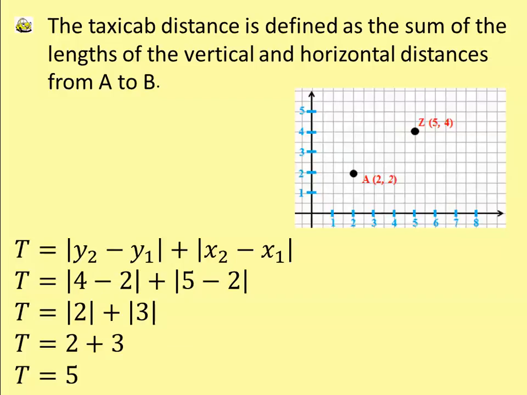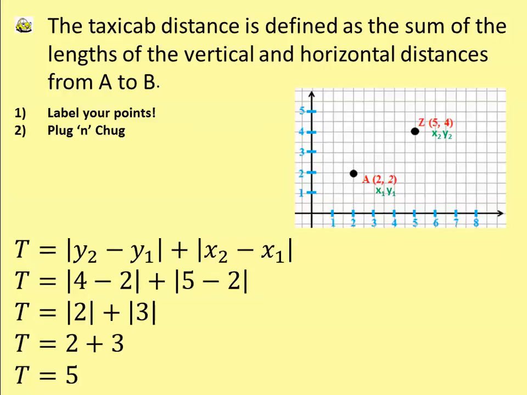So the taxicab distance is defined as the sum of lengths of the vertical and horizontal distances from A to B. So your first step is to label your points. I always label my points. And I'm going to tell you what, I even labeled them getting ready for this slide, and I still plugged it in wrong. Okay, so you've got to be sure you label your points and pay attention to how you're plugging in your values.